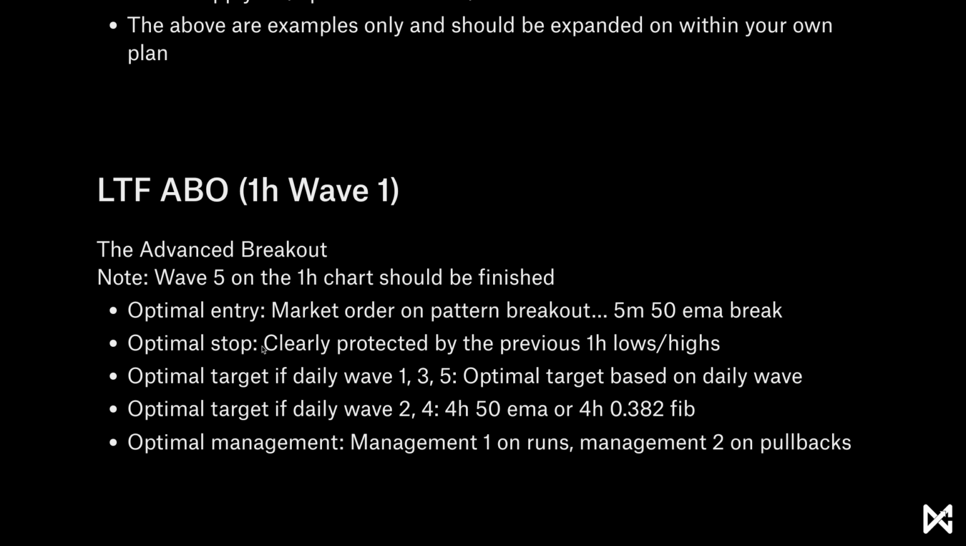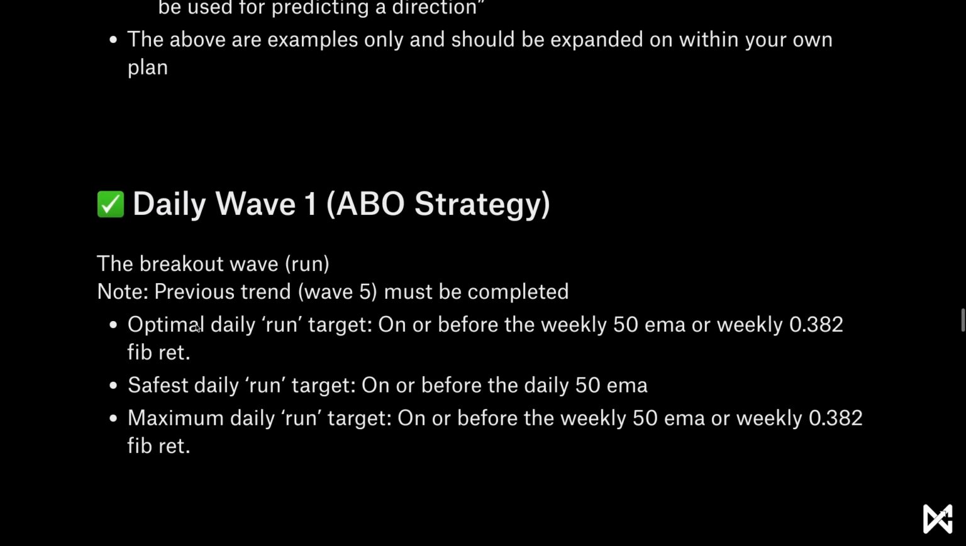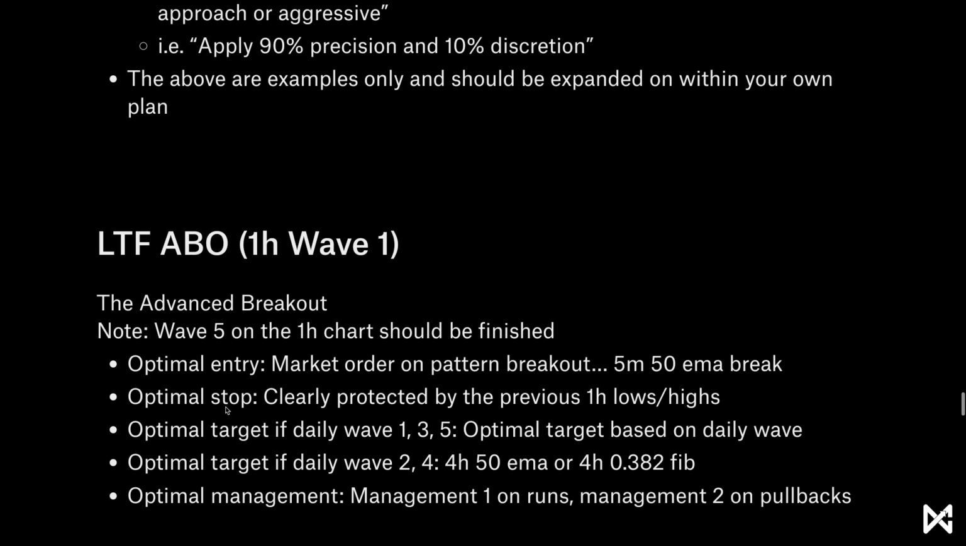What is my optimal stop loss for an ABO? Clearly protected by the previous 1 hour lows or the 1 hour highs. What is my optimal target if it's a daily run, meaning daily wave 1, 3, or 5? Optimal target based on a daily wave, right? So optimal target if it's a run, wave 1, 3, 5. You go to this. So optimal target for a wave 1 is the weekly 50 EMA or 0.3 to Fibonacci, right? And then that's how you execute a lower time frame ABO.